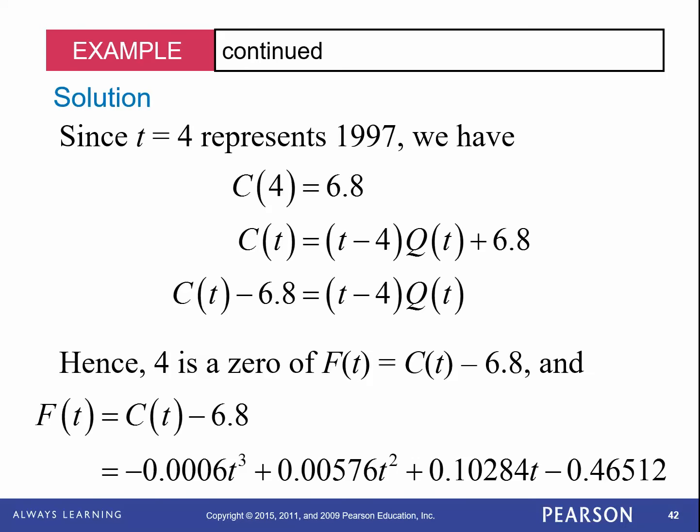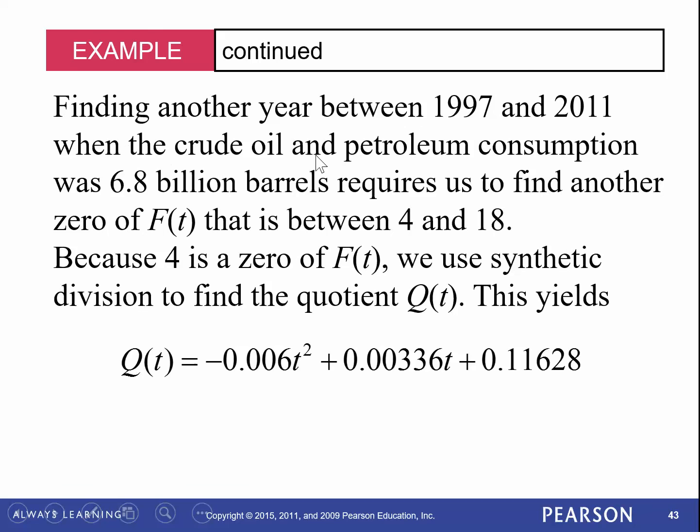All right, so then let's see if this makes sense here. Finding another year between 1997 and 2011 where the crude oil petroleum was 6.8 barrels requires us to find another 0 somewhere between 4 and 18. So now the question is, we've got to find ourselves a 0 somewhere between t equals 4 and t equals 18. How do we do that? Very carefully. Factoring or quadratic formula.